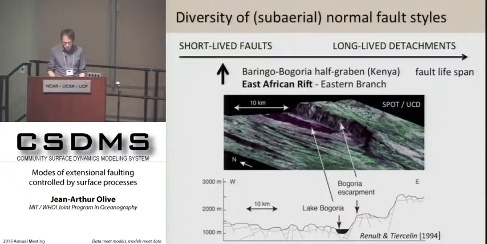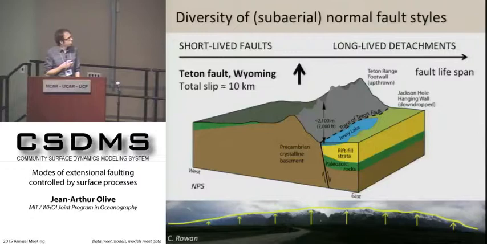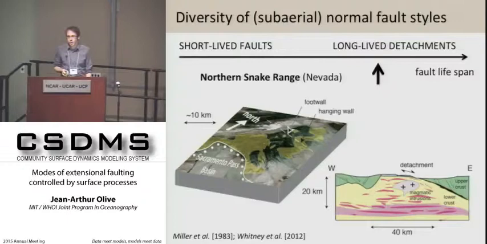In other contexts, you can have faults that are active a little bit longer and that accommodate up to 10 kilometers of offset. And on the very extreme end of the spectrum, you can even have normal faults that bring up lower crustal units to the surface and that are estimated to have accommodated more than 50 kilometers of offset.